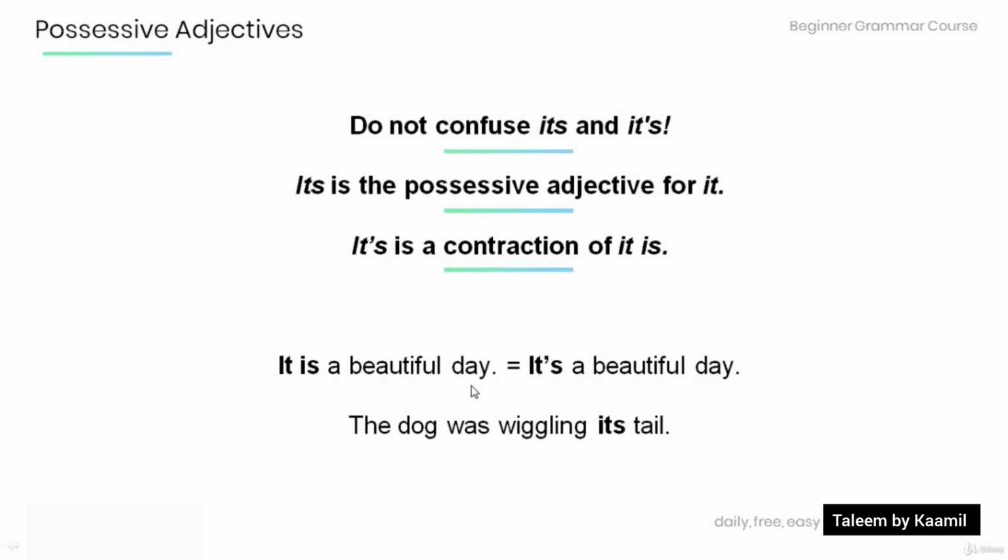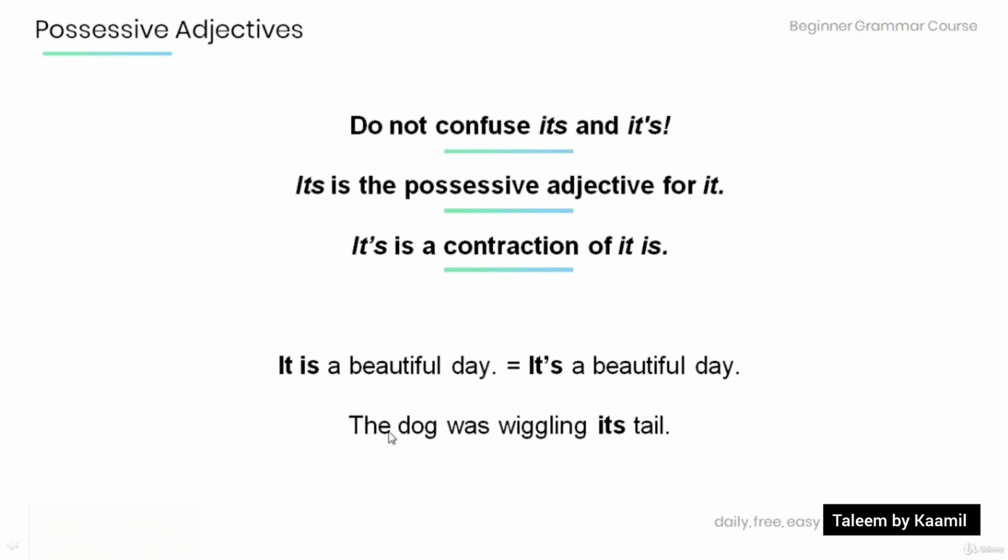It is a beautiful day. It's a beautiful day. Both sentences are the same. They have the same meaning. Only difference? It's is the contraction of it is.